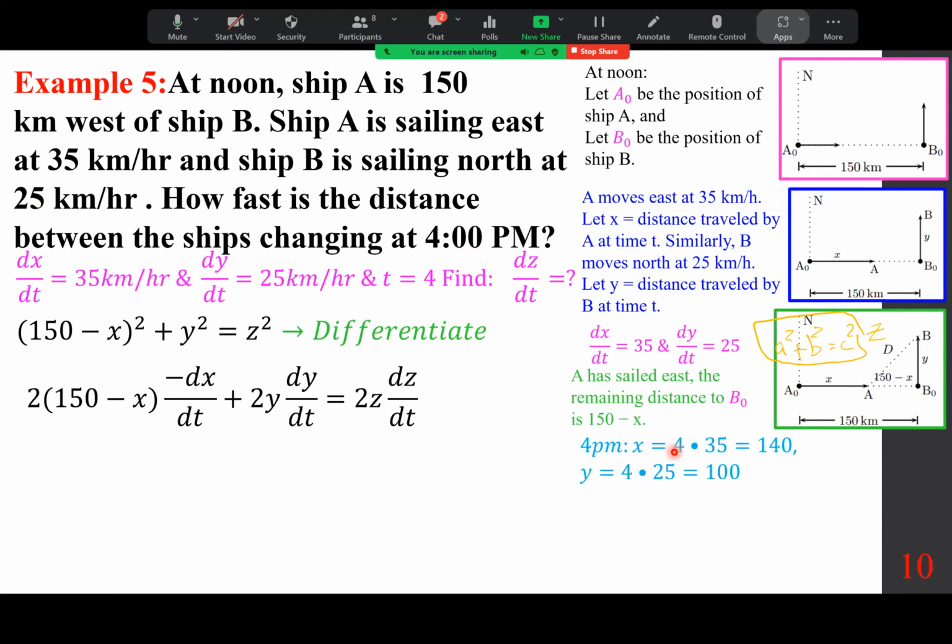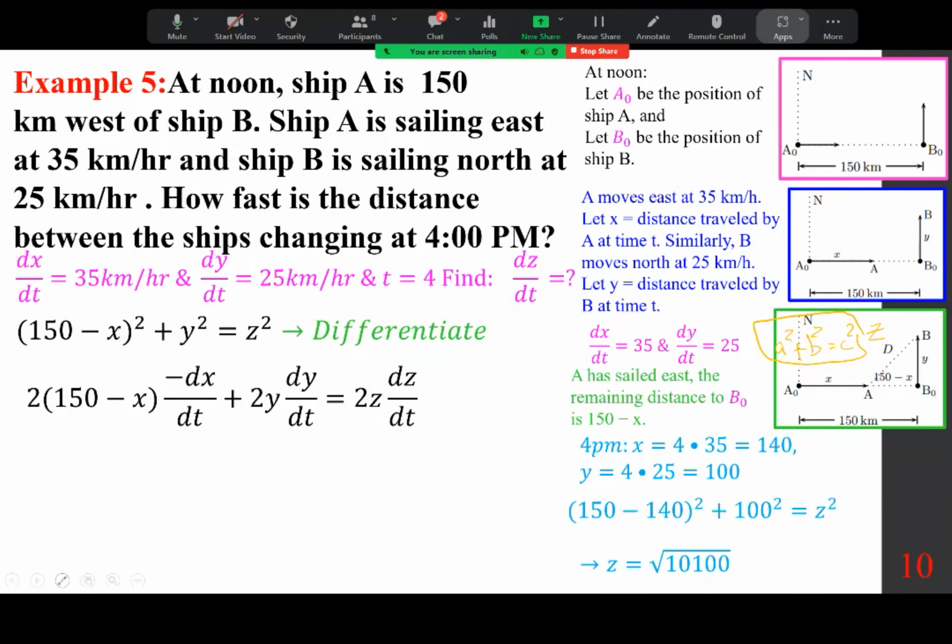So at 4 p.m., x is 4 times 35 or 140. Y is 4 times 25 or 100. What about z? Again, look at a squared plus b squared equals c squared, meaning look at this formula. Now we have x, 140. Now we have y, 100. So this means that 140 squared is 19,600 and 100 squared is 10,000. They add up to 10,100. So z is the square root of that precisely.